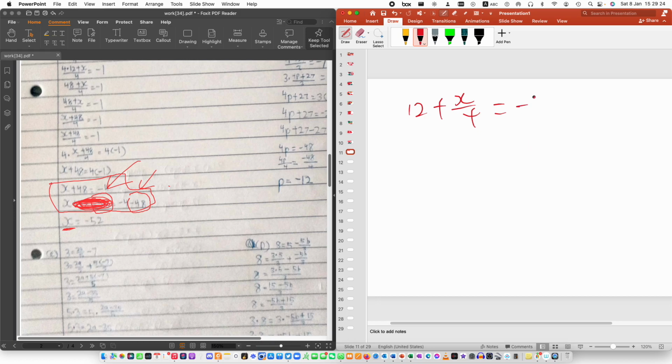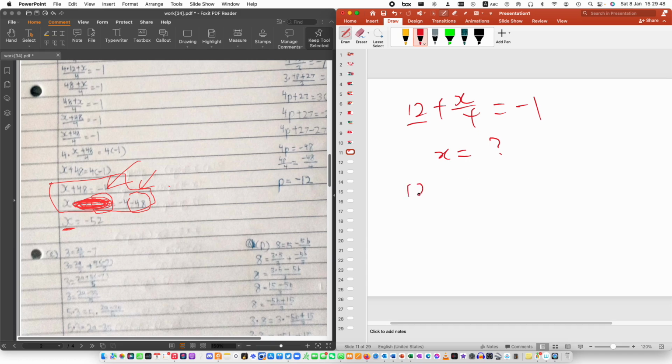Minus 1, right? What's your objective? X equals to something. Tell yourself, x equals to something. How do I get to x equals to something? What do you see? You see a 12 here, right? You want to get rid of the 12? How? You have a 12. How do you get rid of 12? Minus what? 12. Very good.